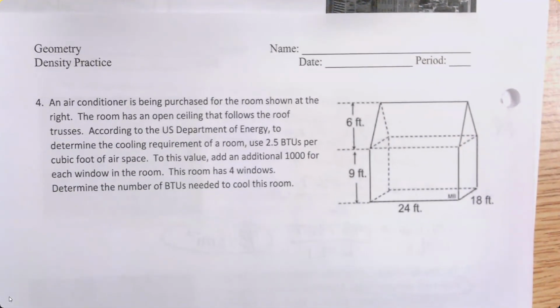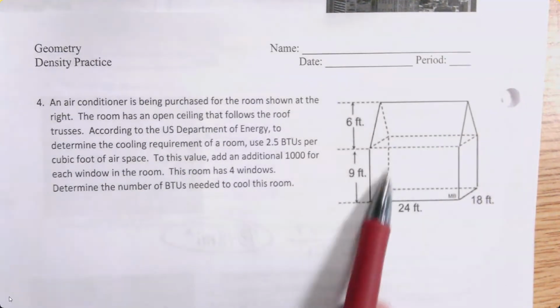Number 4 says an air conditioner is being purchased for the room shown at the right. The room has an open ceiling that follows the roof trusses. That's just a way of saying it's like triangular at the top of the room. According to the U.S. Department of Energy, to determine the cooling requirement of a room, use 2.5 BTUs per cubic foot of airspace. If you're curious about what a BTU is, that would be another good thing to Google. I'm not curious enough to do it right now. 2.5 BTUs obviously is a measure of how much energy you put into cooling, but 2.5 BTUs per cubic foot. So we need to know how many cubic feet this is.